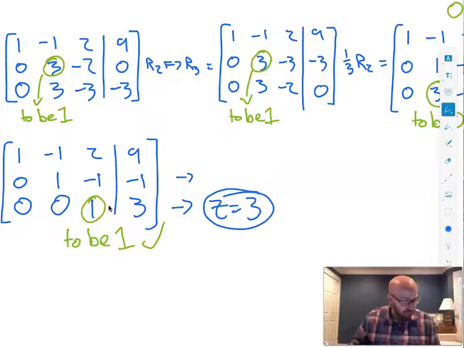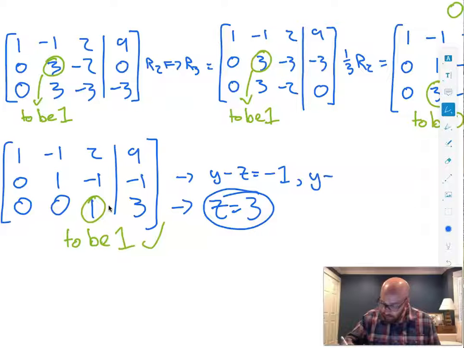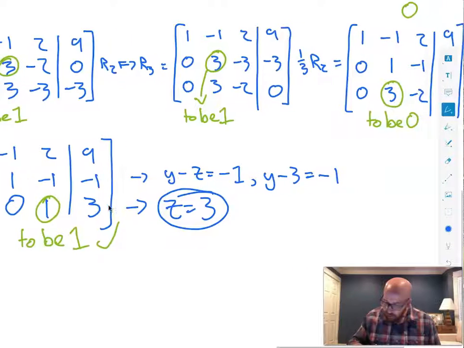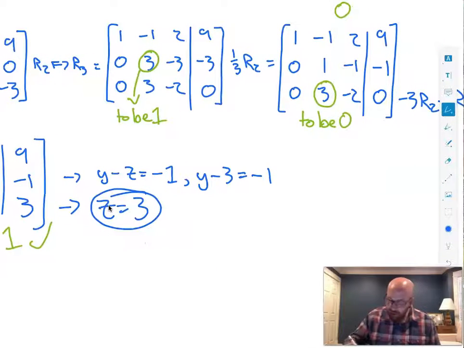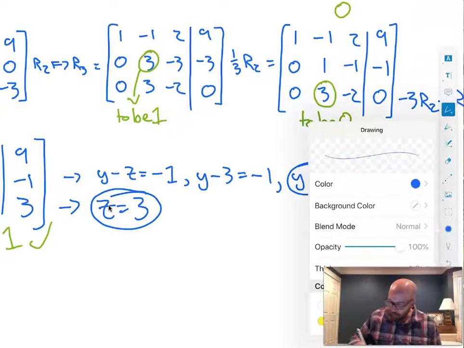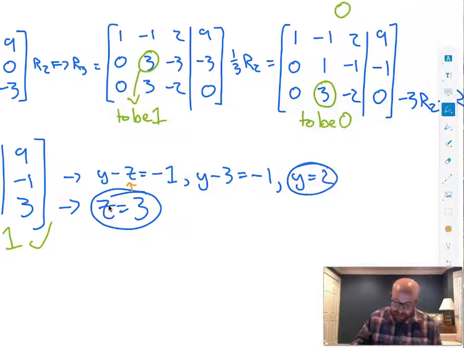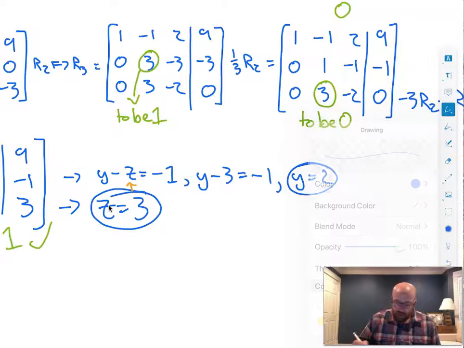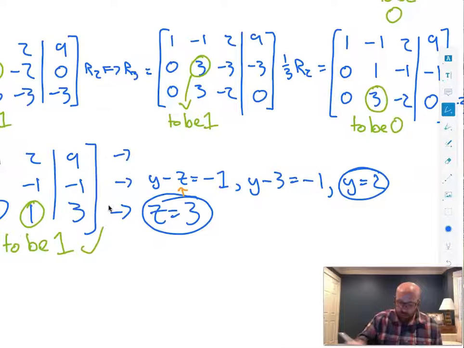Then we get to start working backwards. We'll go up to row 2. Row 2 says that y minus z is equal to negative 1. We're going to use the fact that z is 3, so this means that we have y minus 3 is equal to negative 1. We would then add 3 to both sides, and we get that y is equal to 2. So what we did was we did a substitution. We let that z become a 3. Now we know what y and z are. Now we can work backwards to solve for x.